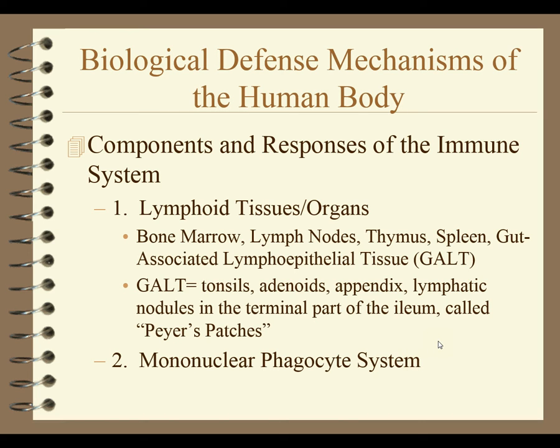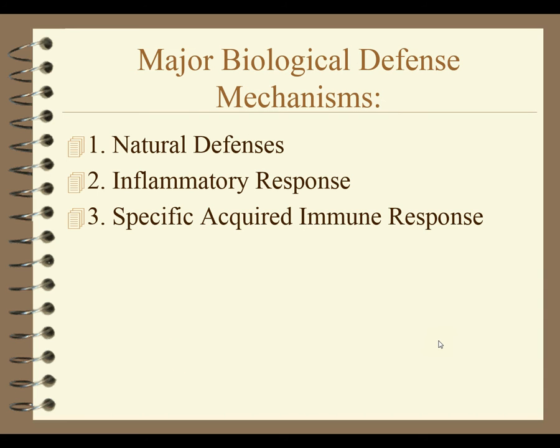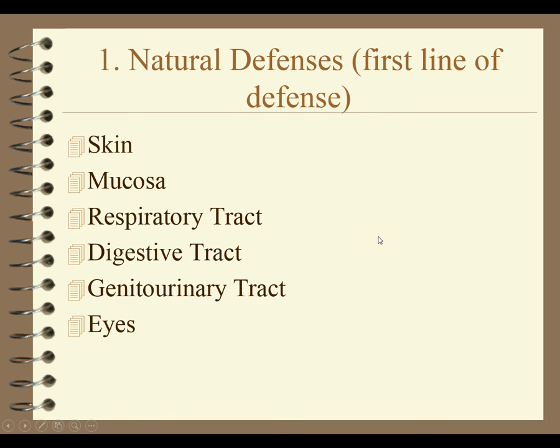Okay? Now, the thymus and the bone marrow are the two primary organs. All these other ones we have listed here are secondary. The major biological defense mechanisms, well, we got natural defenses, inflammatory responses, and then specific acquired immune responses. And we'll talk about each one of those. First, your natural defenses. This is the first line of defense. This would be like your skin, your mucosa, your respiratory tract, digestive, GU tract, and your eyes.